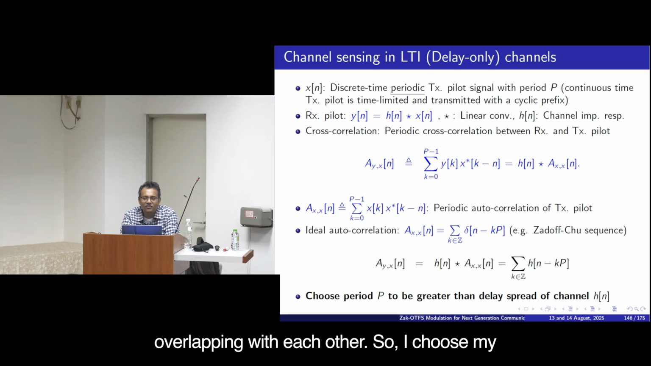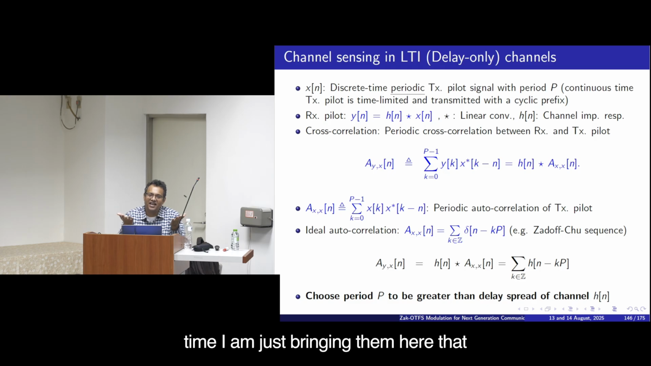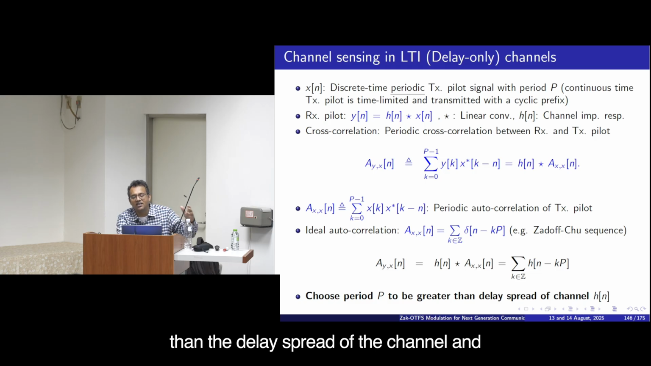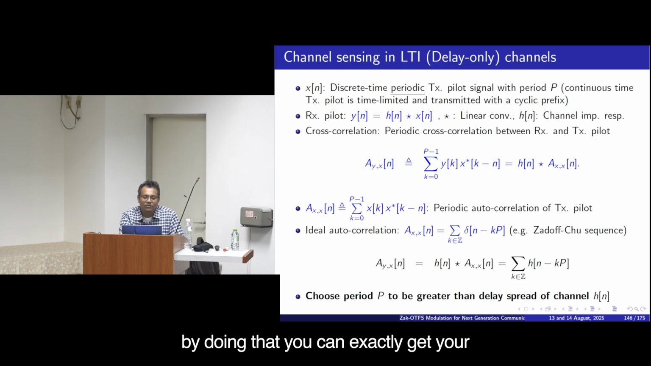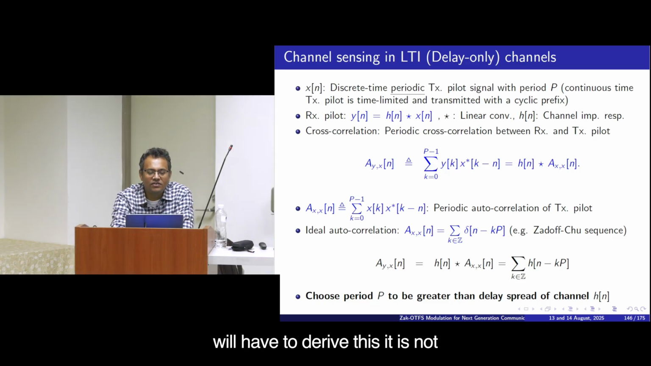See, these ideas are already there in discrete time, I am just bringing them here, that is all I am doing, right. So, you just choose the period P to be greater than the delay spread of the channel, and by doing that you can exactly get your H[n] back by doing this autocorrelation. Okay. You see the point, Kevin? Yeah, you will have to derive this, it is not very difficult, but once you derive this, then it is very easy. You take this, you put it here, you get this thing, right.